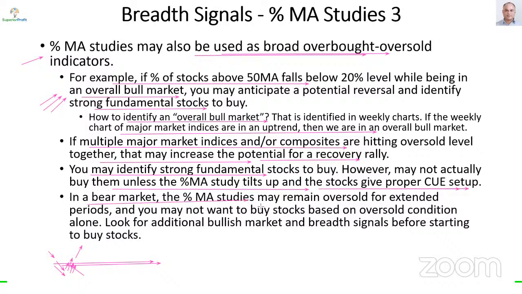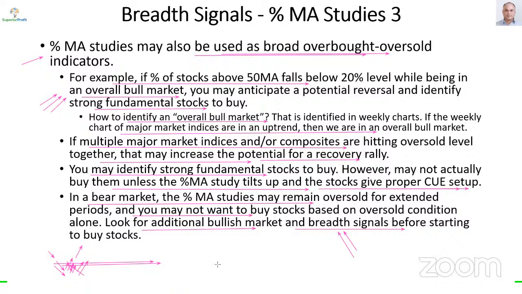In a bear market, the percentage MA studies may remain oversold for extended periods, and you may not want to buy stocks based on oversold condition alone. Look for additional bullish market and breadth signals before starting to buy stocks. What breadth signals? We'll see advance decline stocks, up down volume, new high low percentage. Are they also going up? If they are going up, then we know that from oversold condition, now internal health is becoming healthier.